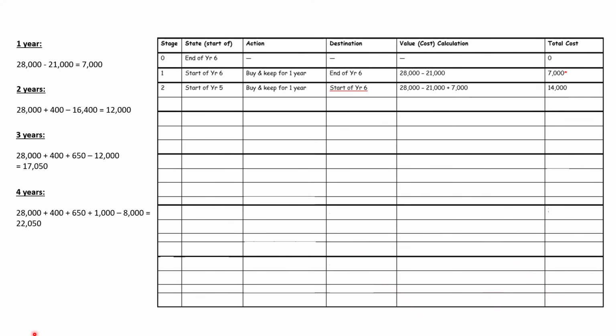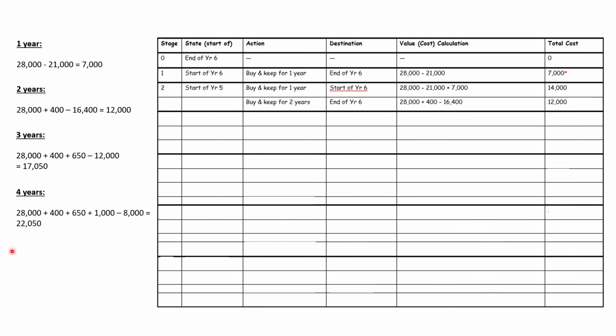So then this kind of explains, well, what happens if we don't want to buy a car in year 6? Well, what happens at the start of year 5 if we buy a car and keep it for 2 years? So that will bring us up to the end of year 6. And the end of year 6, there's nothing. We don't have to add on anything for that. So for 2 years, we are going to have this calculation here. So our 28,000 plus our 400 minus our 6,400, which gives us our 12,000.